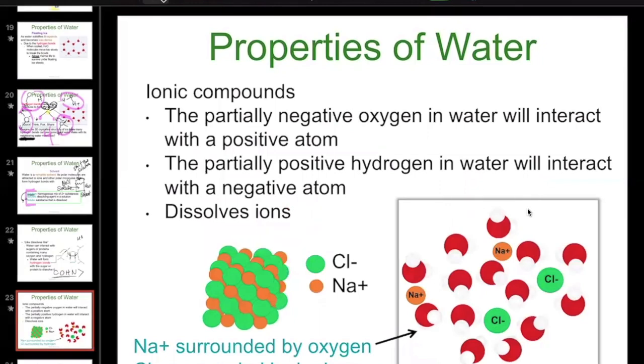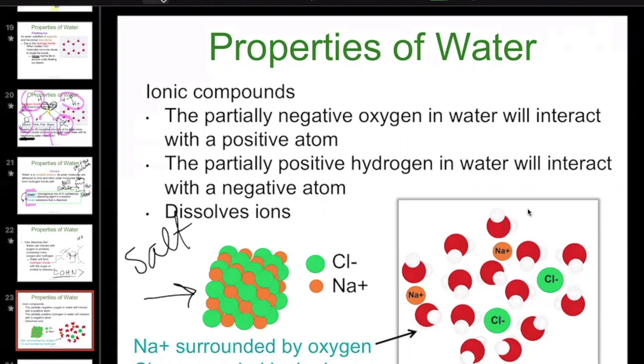Okay, ionic compounds. The partially negative oxygen in water will interact with a positive atom, right? Negative is attracted to positive. The partial positive hydrogen will react with a negative ion. Again, positive is attracted to negative. So this shows you an example of sodium chloride. Again, this is salt. And notice that salt is in a very ordered crystalline pattern. Salt tends to do that. The positive sodium and the negative chlorine form a very regular pattern, very tightly packed.